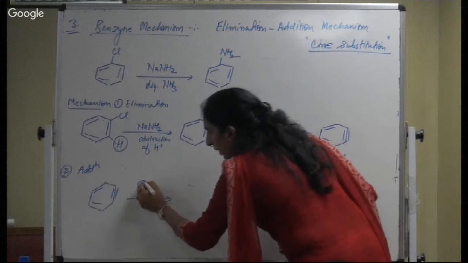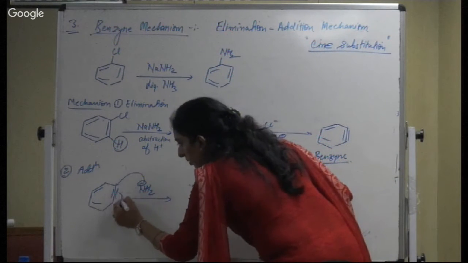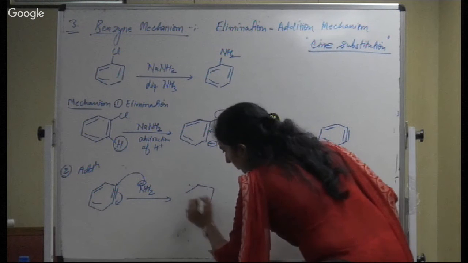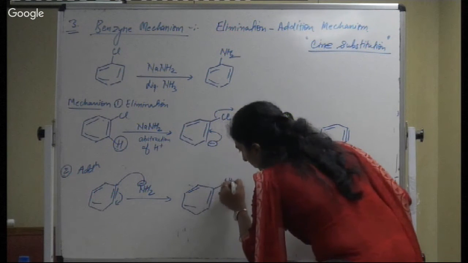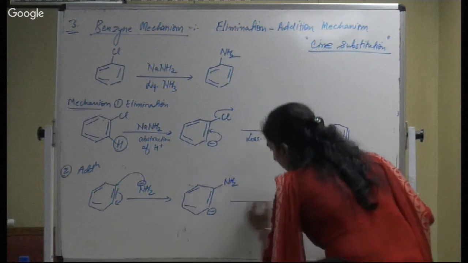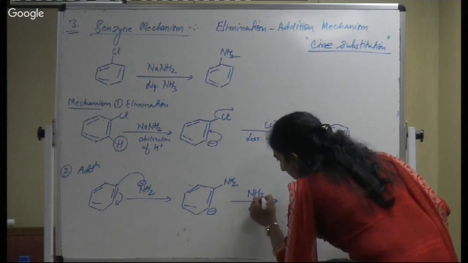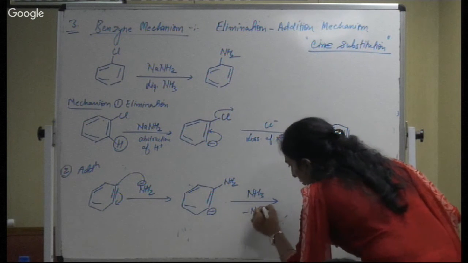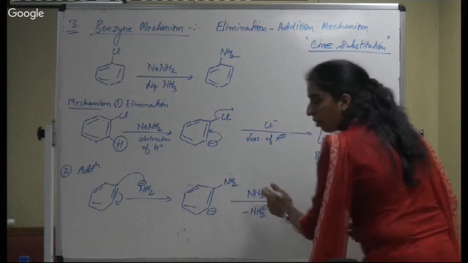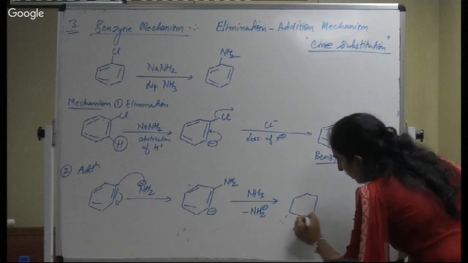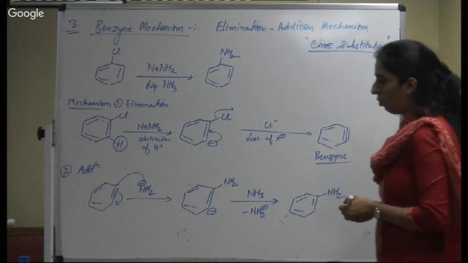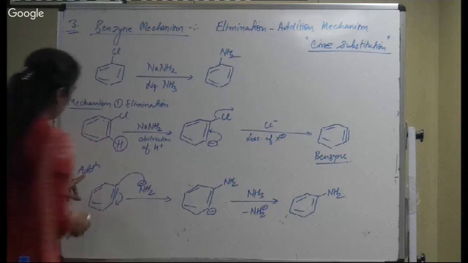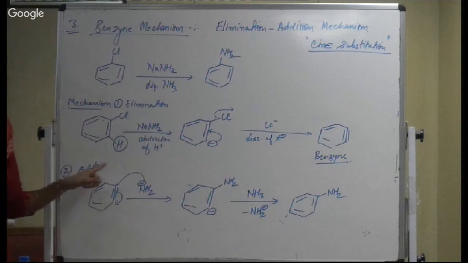That amide is going to attack, and later on this will abstract a proton from ammonia and NH2 minus is regenerated. That will be lost. So you will actually get aniline. Now, look at the board. During the addition, the NH2 has two positions to go to.